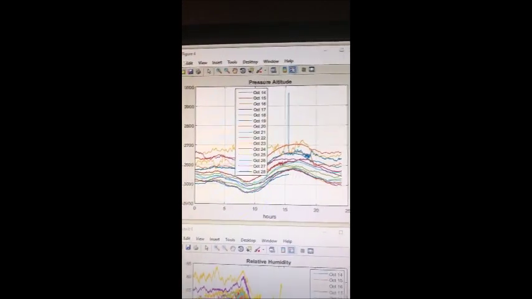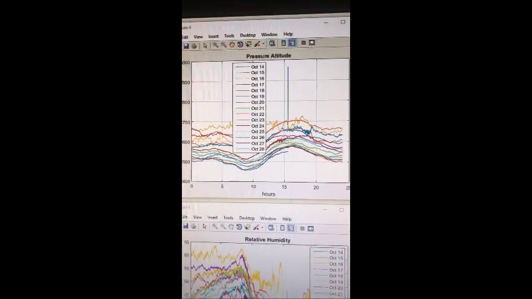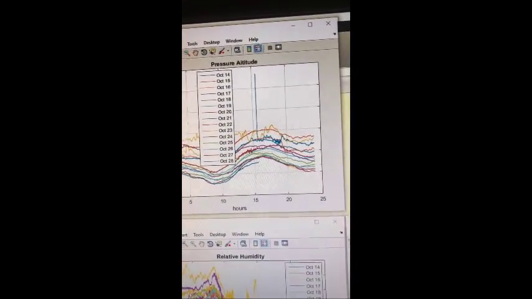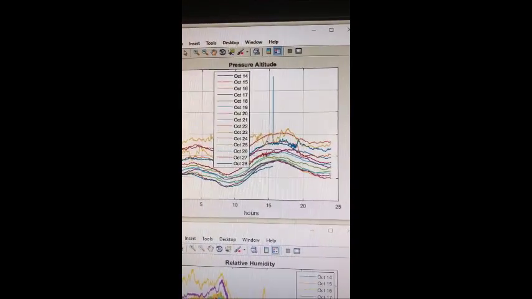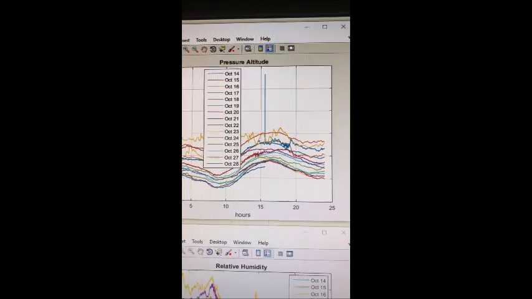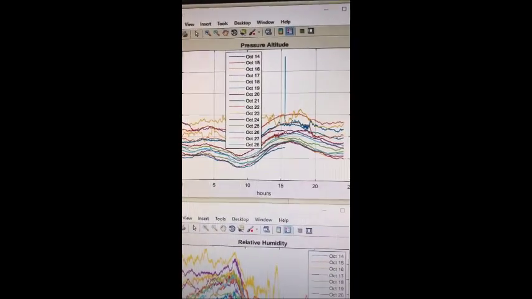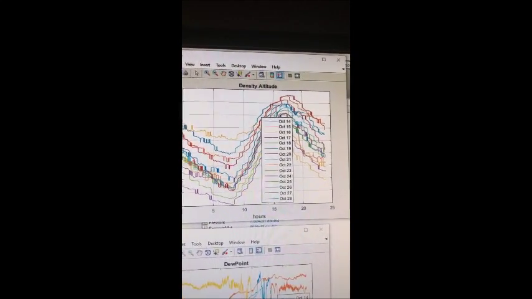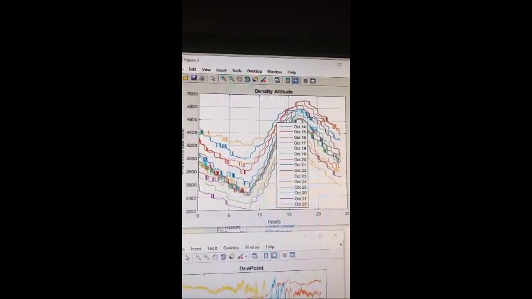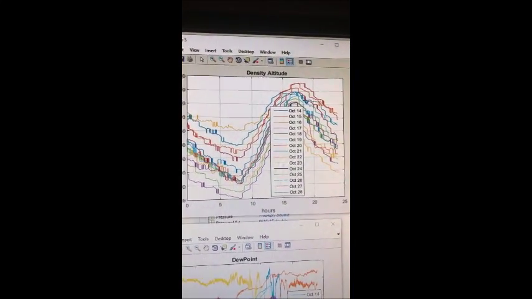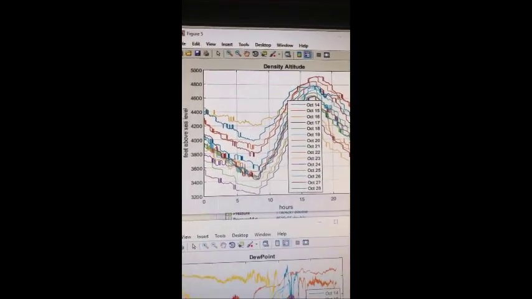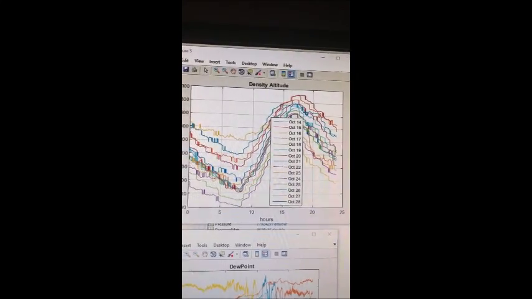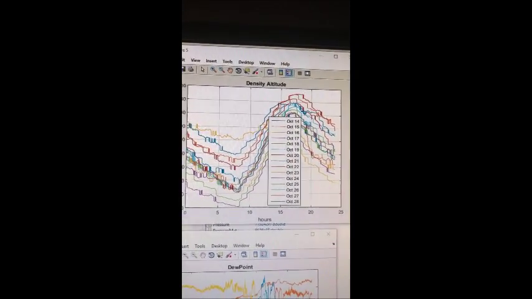And this is the pressure altitude. The actual altitude here is around 2,600 feet. And as you can see, that's probably middle of the road for what's being recorded and calculated here. And then the density altitude, which has a pretty dramatic swing dependent upon pressure and temperature. And the equations for those will be shown at the end of the video, along with these plots.